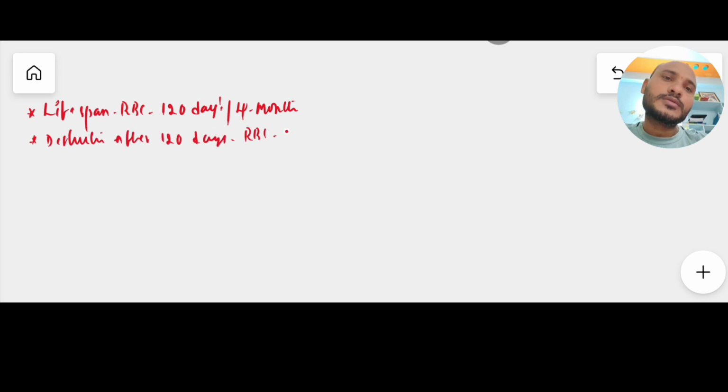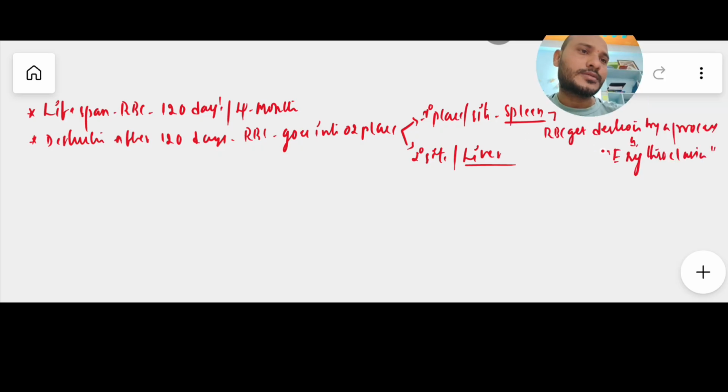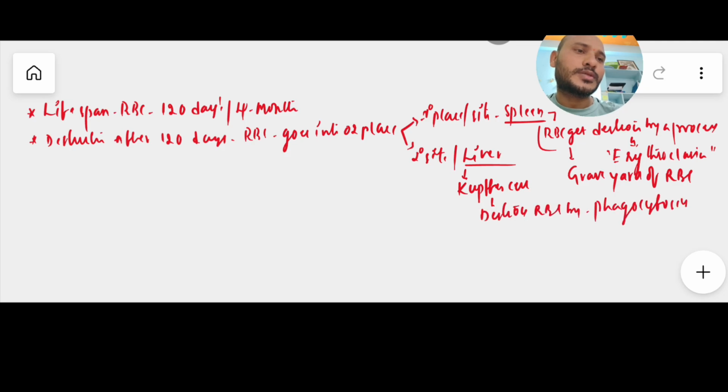After 120 days, RBC goes into two places. The primary site is the spleen, and the secondary site is the liver. In the spleen, RBC is destroyed by a process called phagocytosis, hence the spleen is known as the graveyard of RBC. And in the liver, Kupffer cells destroy the RBC by phagocytosis.